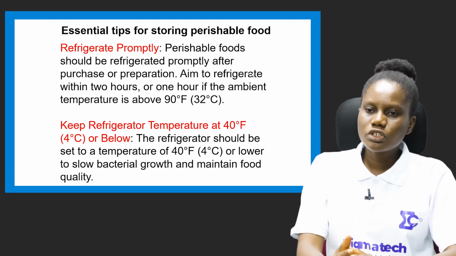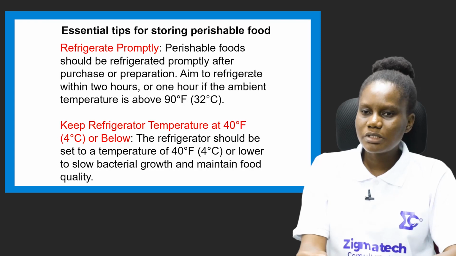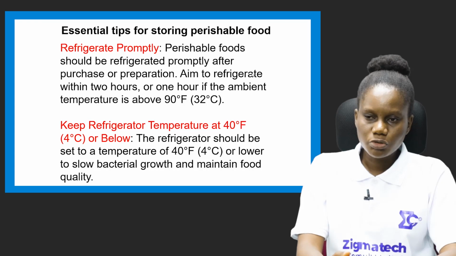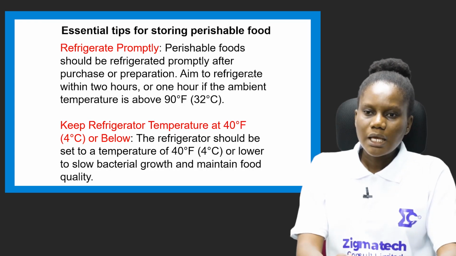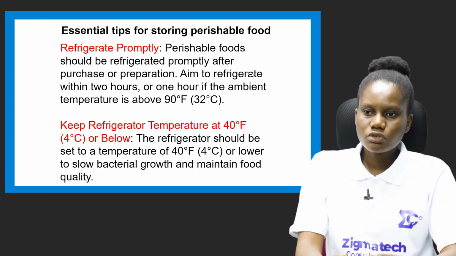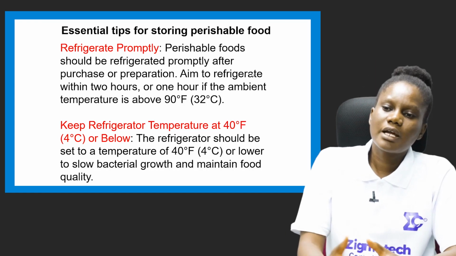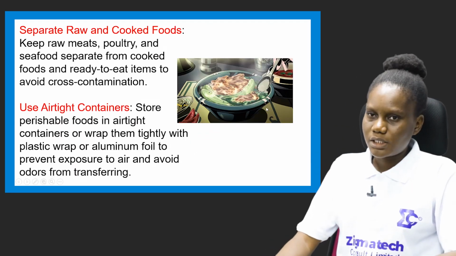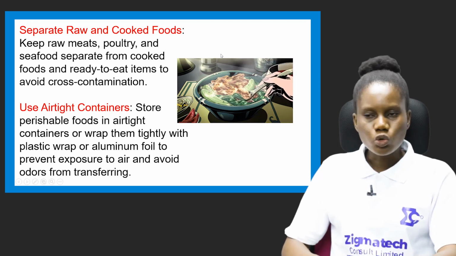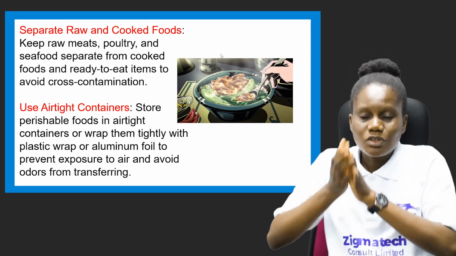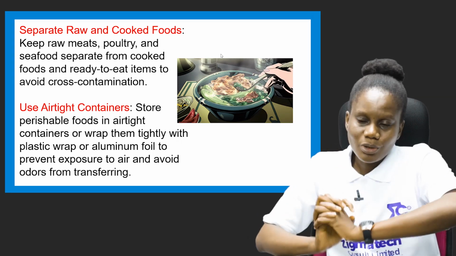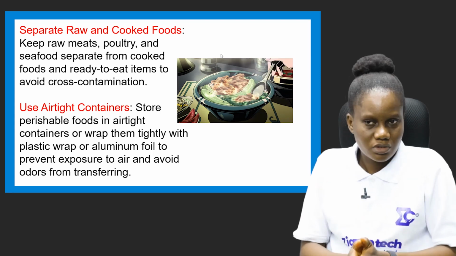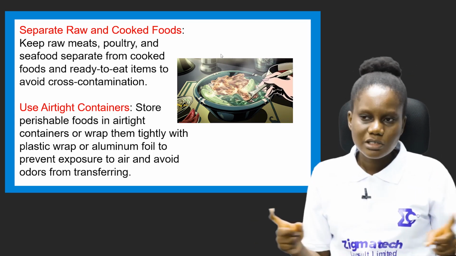Then the next is keep the refrigerator temperature at 40 degrees Fahrenheit, that is about 4 degrees centigrade, or below. The refrigerator should be set to a temperature of 40 degrees Fahrenheit or lower to slow bacterial growth and maintain the food quality. The next is separate raw and cooked foods. We have been saying this over and over again. Don't keep them together. Keep raw meats, poultry and seafood separate from cooked foods and ready-to-eat items to avoid cross-contamination.